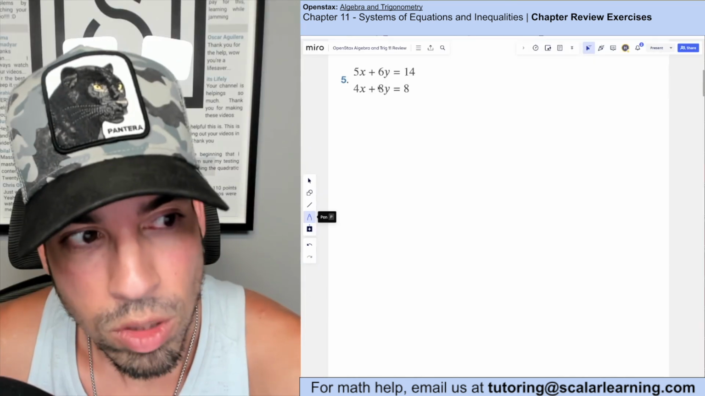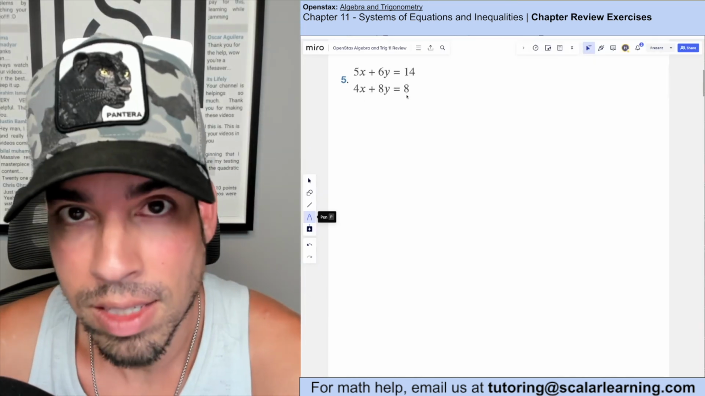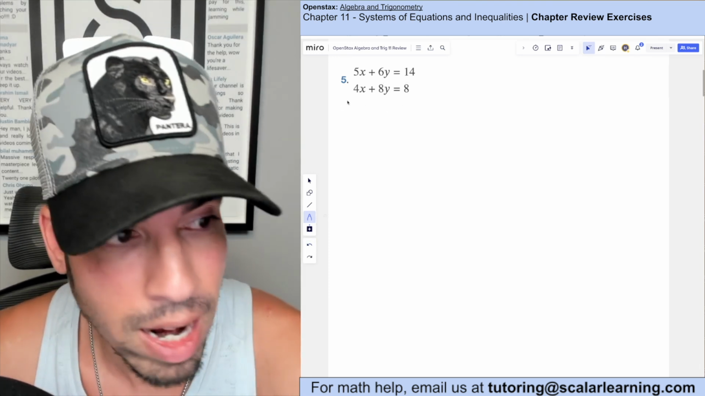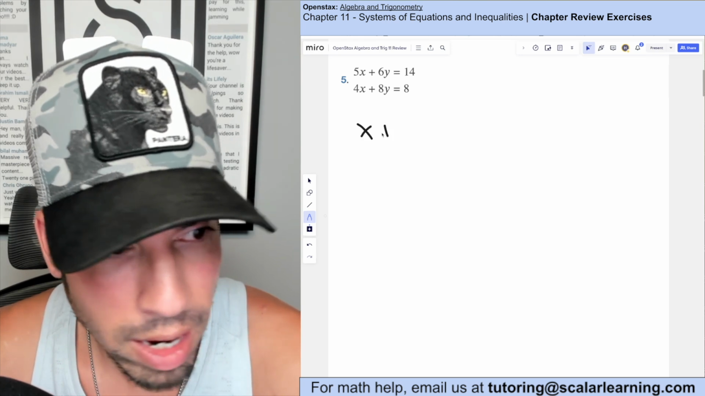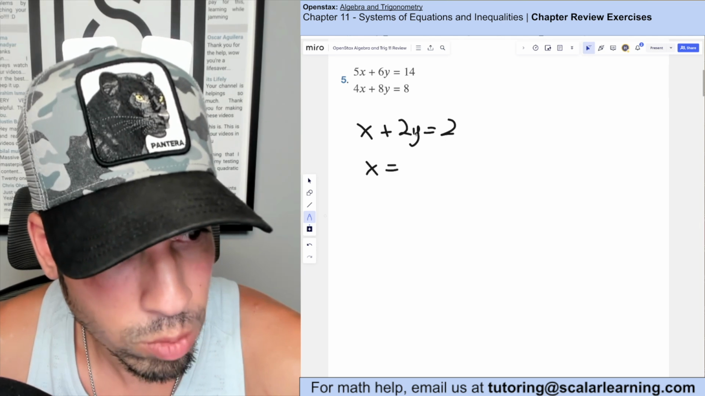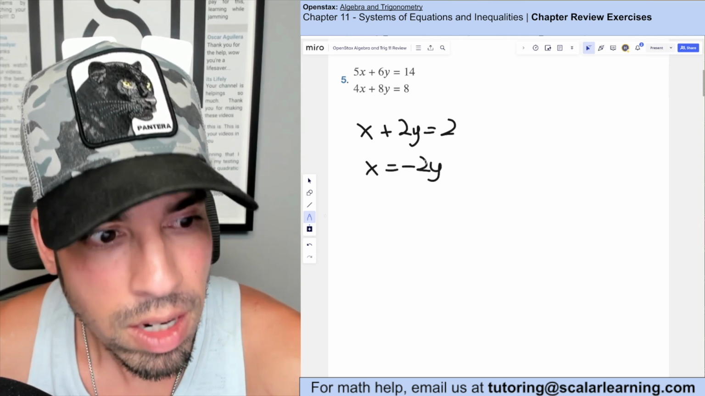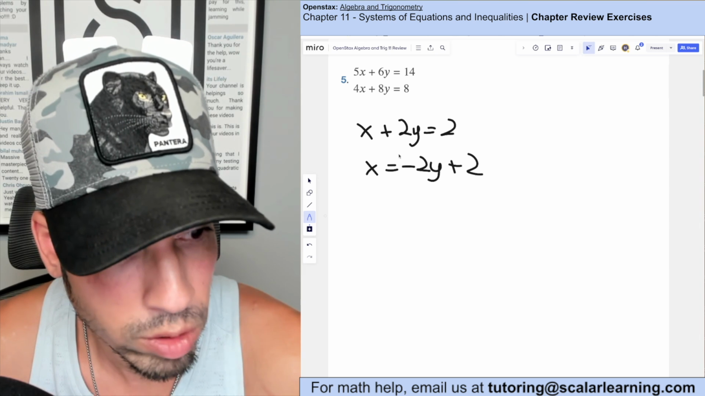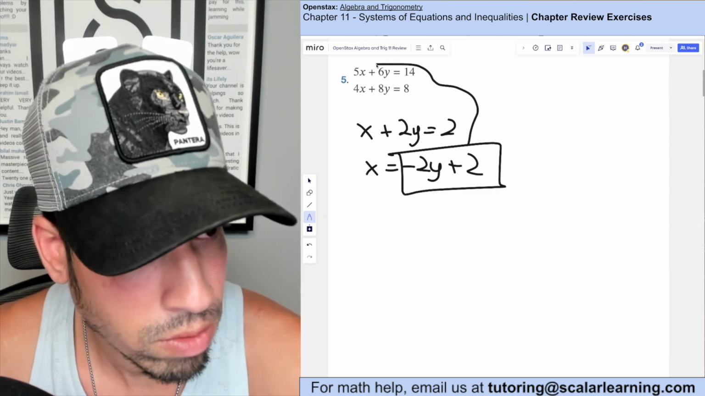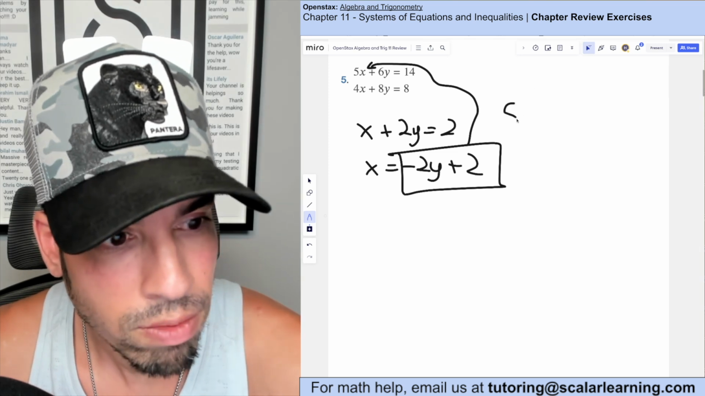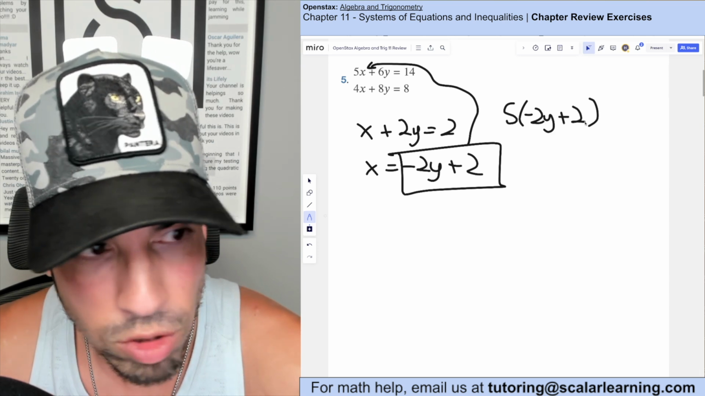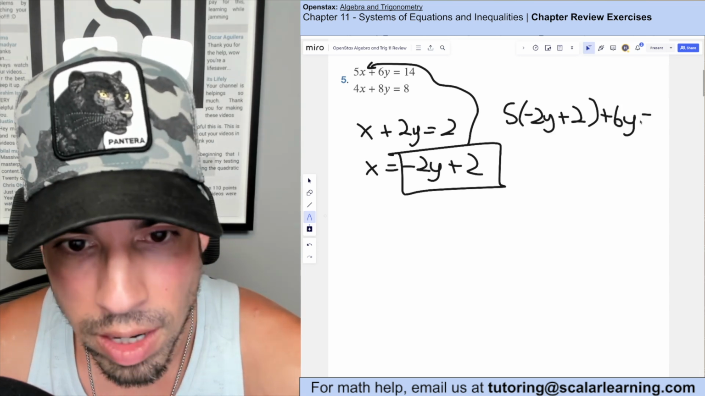Done. To do this one with substitution, again, we need to isolate one of the variables. I'm going to look at this second equation. I think it's going to be easier because if we divide everything by 4, I get 1x plus 2y equals 2. Then I can quickly subtract 2y from both sides, and I get -2y plus 2 equals x. Now I can take this and plug it in for x in that top equation. So I have 5 times, instead of x, I'm replacing it with -2y plus 2. And then we still have the 6y, and that equals 14.